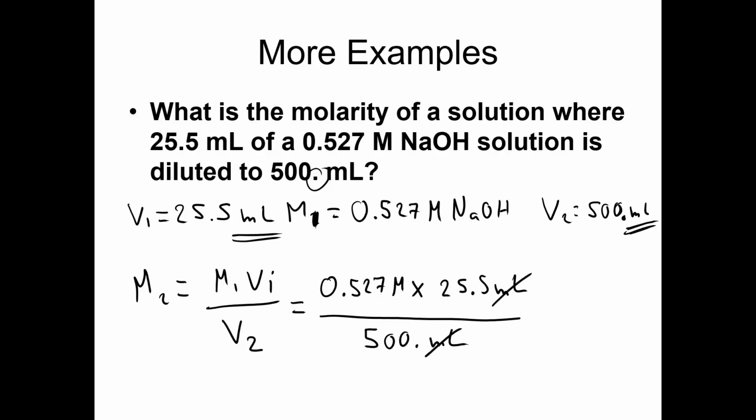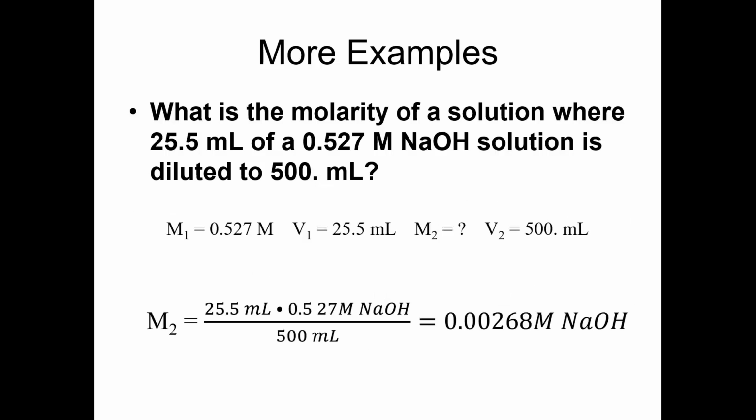So what I get for this problem is 0.00268 M. Okay, here's the answer, set up pretty much the same way I did. Always have your units there so you can see what's cancelled here, right? Milliliters cancels, and molarity is our final unit.